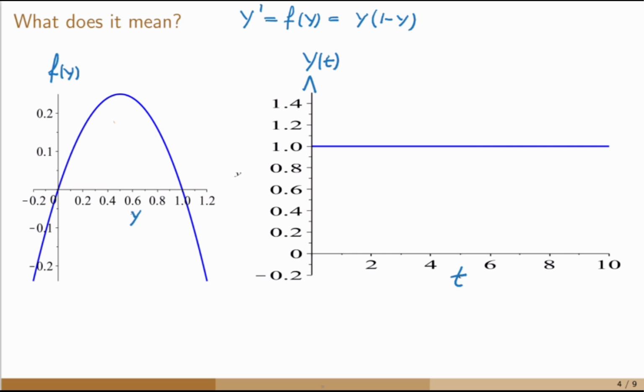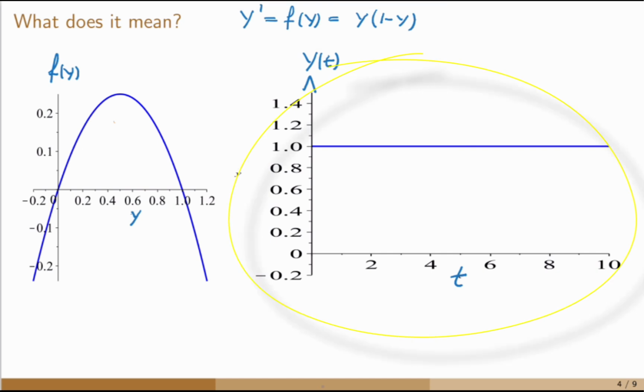So, what does this mean? How can we understand what we just did in the phase plot? To help you understand this, we draw actually two graphs. On the left here, I draw the function f of y as a function of y. So this is the right-hand side of the differential equation, shown up here. And in the specific case, we have the logistic model y prime equals y times 1 minus y.